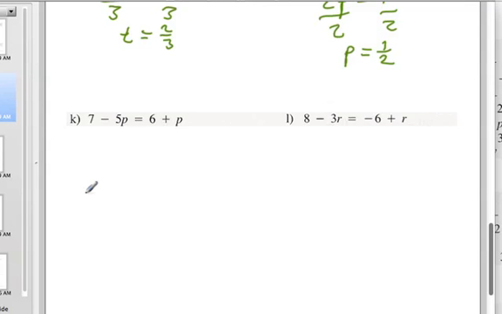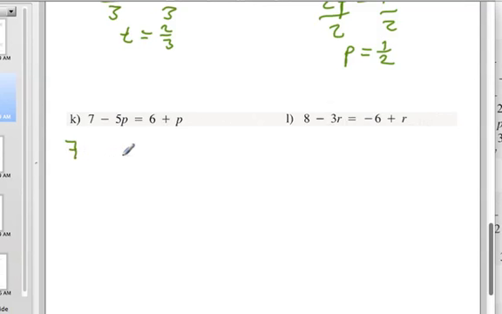Now the next one, we have 7 minus 5p is equal to 6 plus p. What I'm going to do here is I could subtract p from both sides, and I think I'll do that. Or the easier way would be to add 5p to both sides. But either way, you're going to get the same answer.